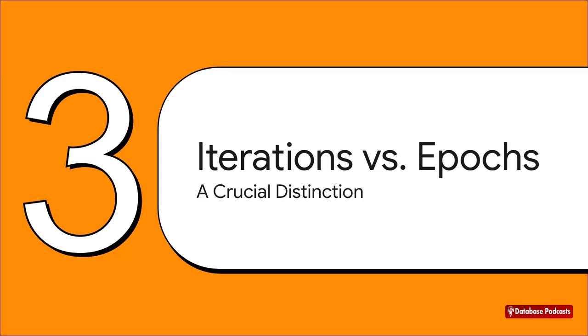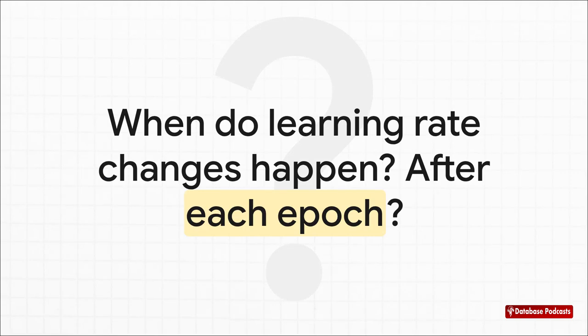Okay, so we've been using this word iteration a lot. And to really implement any of these decay strategies correctly, we have to be absolutely crystal clear on the difference between an iteration and an epoch. Seriously, this is a super common point of confusion. So this is a big question, right? When does the decay part of learning rate decay actually happen? Is it after the model has seen all of the data one time? The short answer is no, and the reason why is super important.